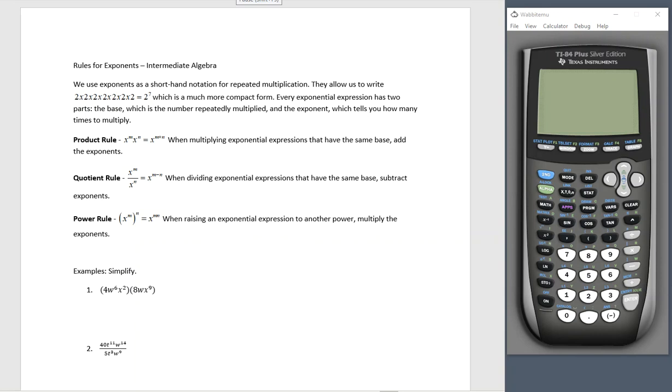This is an intermediate algebra look at exponent rules, so we're just going to go through some less challenging examples. I'm not going to call them easy by any means, but for a little more challenge, way more challenge to the problems, check out my college algebra lecture on exponents as well. So we use exponents as shorthand notation for repeated multiplication.